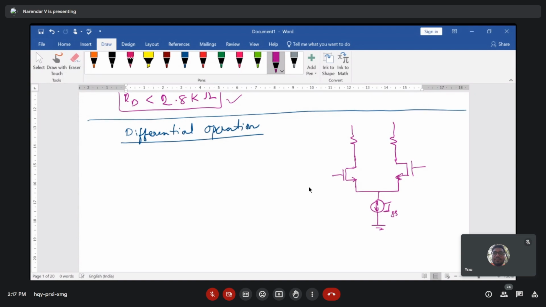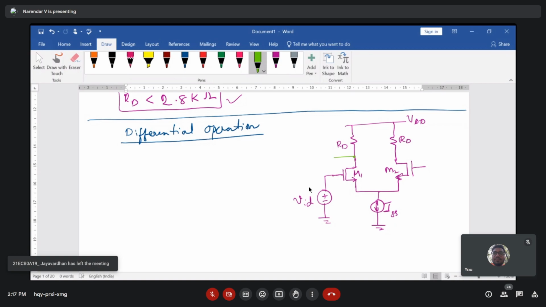This is ISS. Now here we are applying differential input VID, positive and negative. Here this is referred to be your M1 transistor and M2 transistor, RD, and this is RD and VDD. Of course, we have two outputs which are referred to be VD1 and VD2.